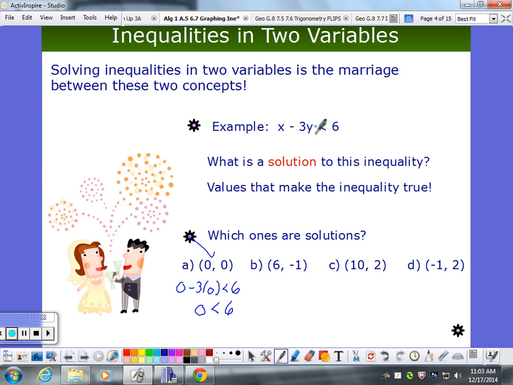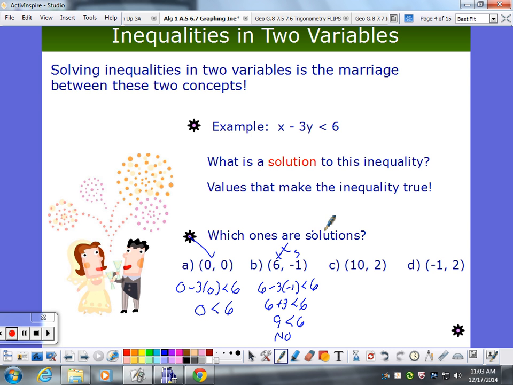What about 6? So here's the x and the y, right? So x minus 3y. Is that less than 6? Well, what's a negative negative? So that's 6 plus 3, right? So that's 9. Is 9 less than 6? No. You have to think about it, right? No. So I guess it's not a solution.